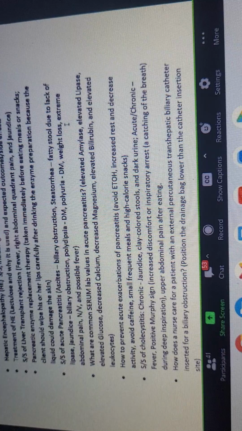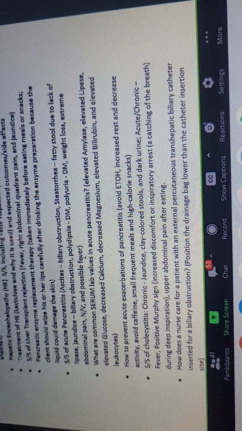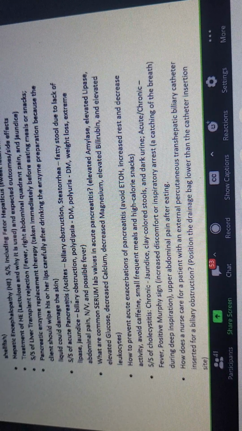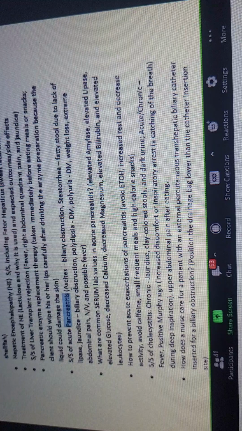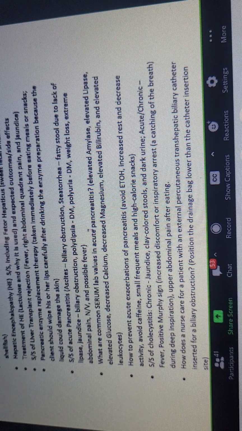So they're obviously also going to have extreme abdominal pain, nausea, vomiting, possible fever. Possible fever is always good. Anything with itis, right? Itis is inflammation, and that usually means you're going to have a fever, right?